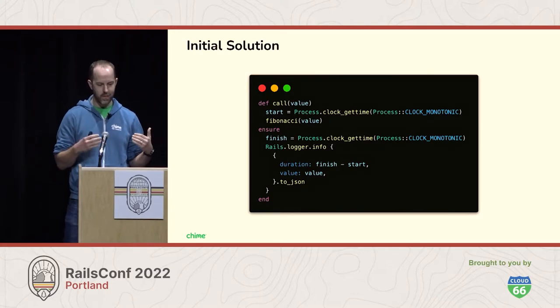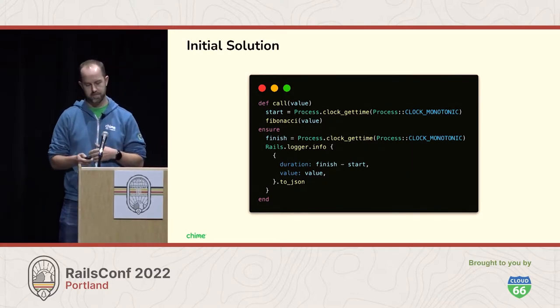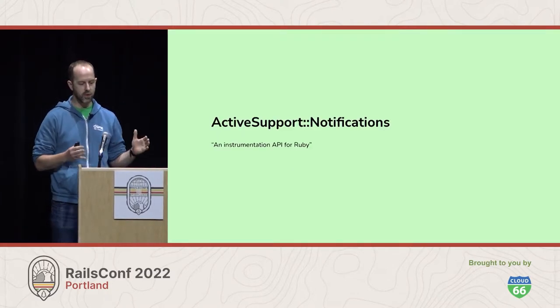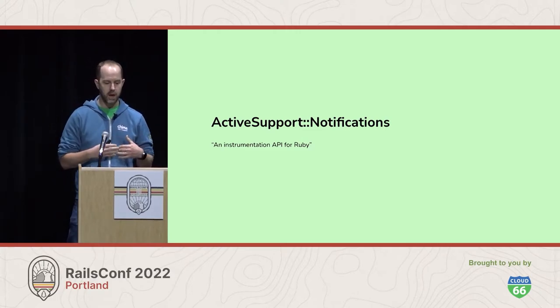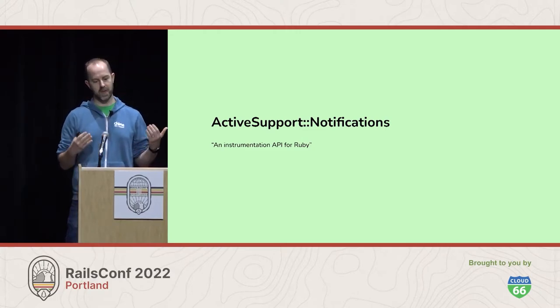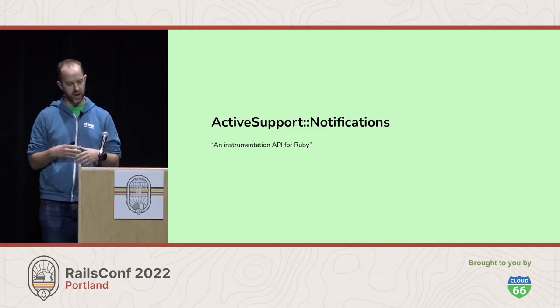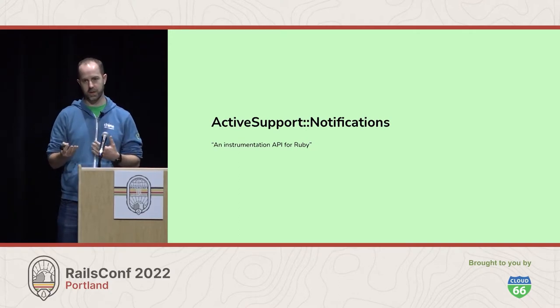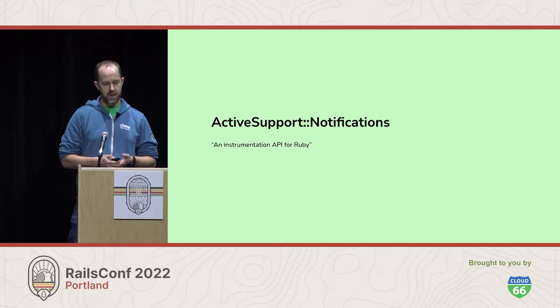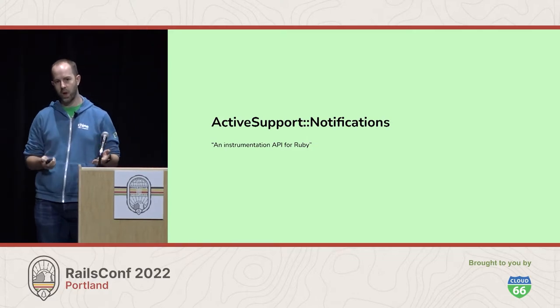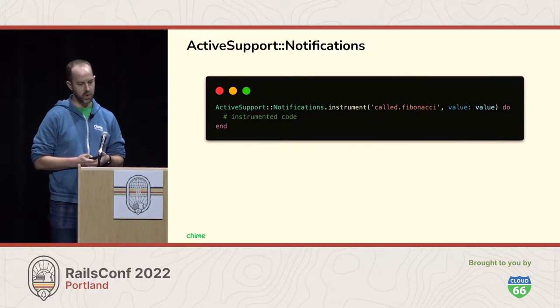And Rails has a few libraries that are especially useful to accomplish this. Active Support Notifications is an instrumentation API that is built into Rails. It's how Rails measures requests, tracks queries in order to log them. So let's take advantage of this to take a fairly Rails-centric approach to this problem.